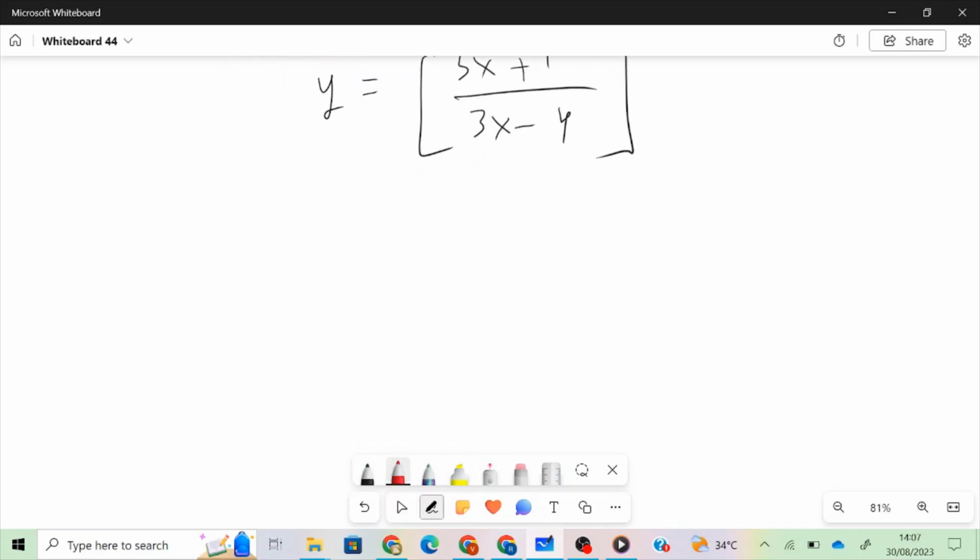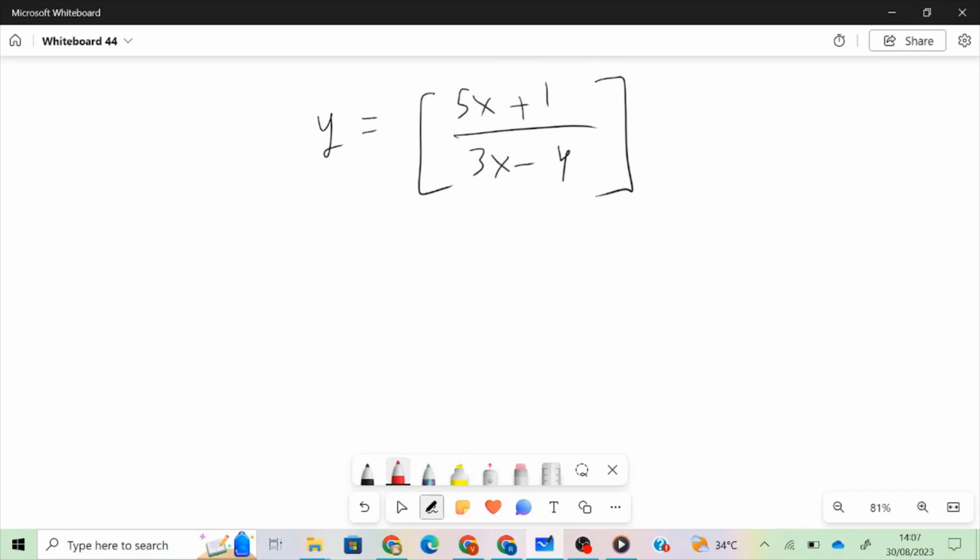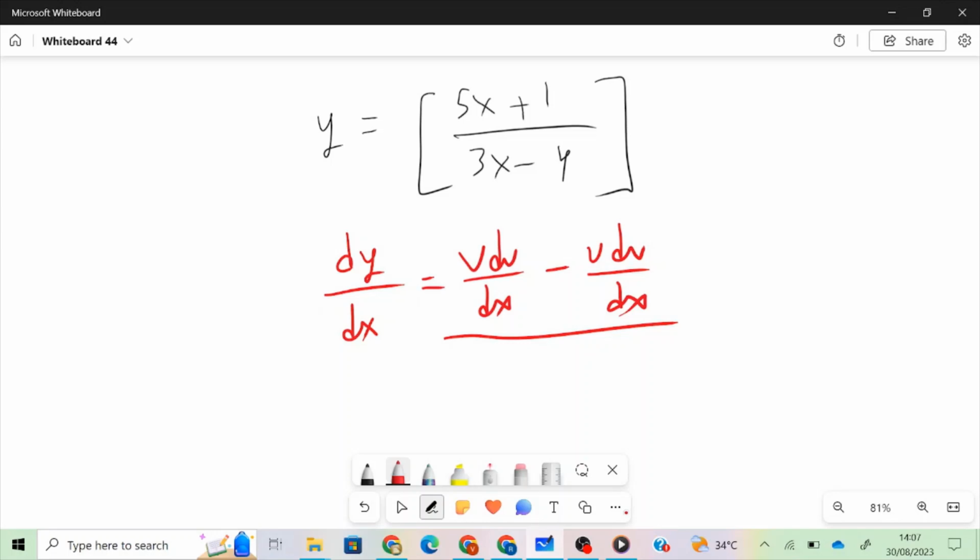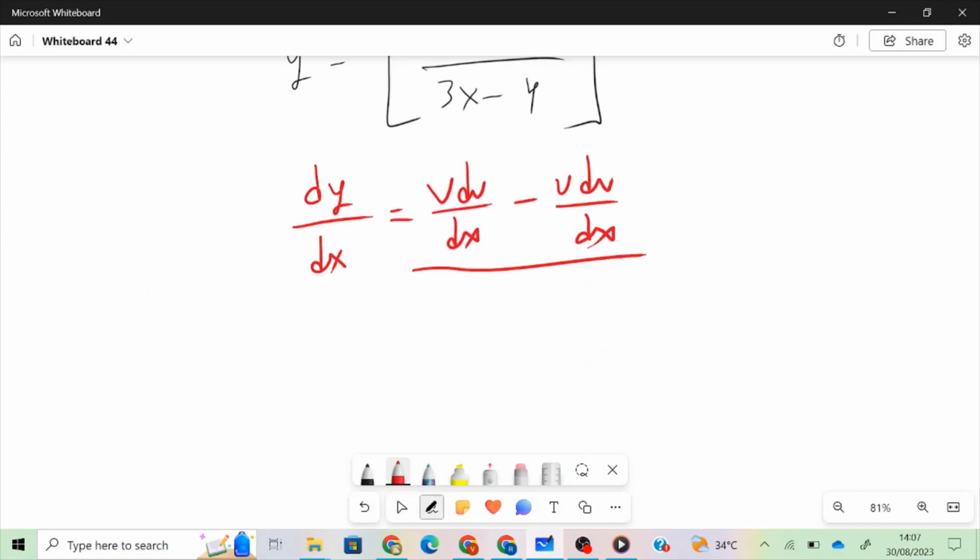First things first, always a great idea to write down the formula first. Sometimes in some exam boards it does help you get a mark, in some it doesn't, but I always advise you to write down the formula. It helps your work look a lot neater and more organized. So dy dx is equal to v du dx minus u dv dx all over v squared.